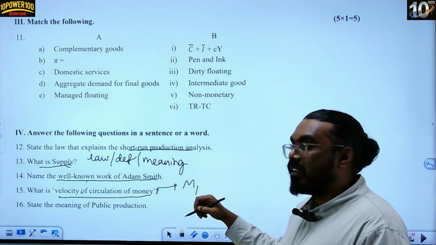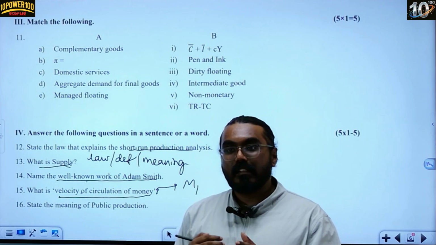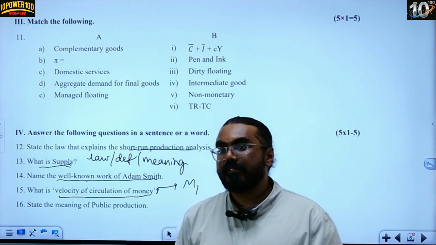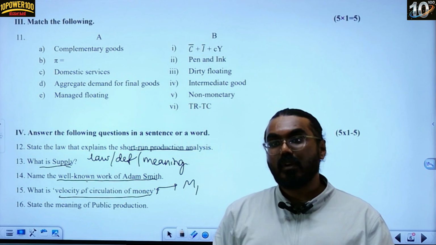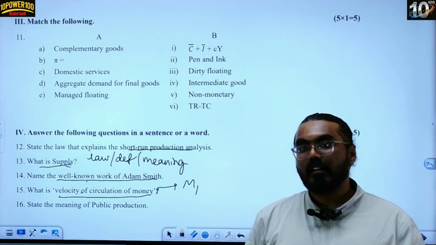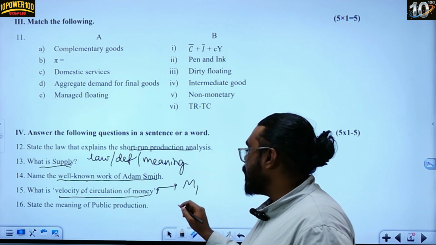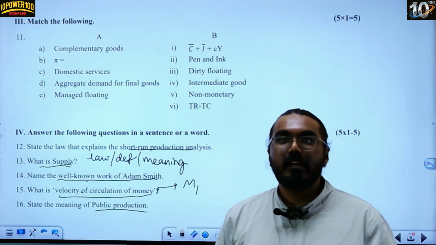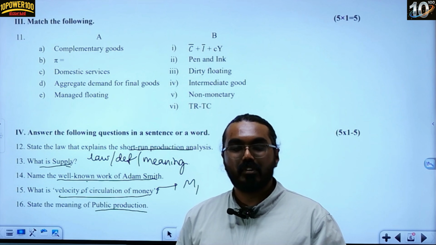It has M1. Then you have things like barter system. You have commercial banks. You have RBI as a lender of last resort. They can ask you to explain that for 1 mark. All of those things, right? So keep that in mind, and also state the meaning of public production. Again, this could be from the Introduction to Macroeconomics.